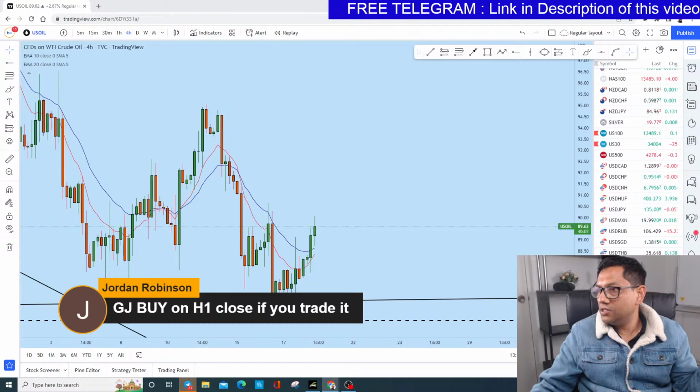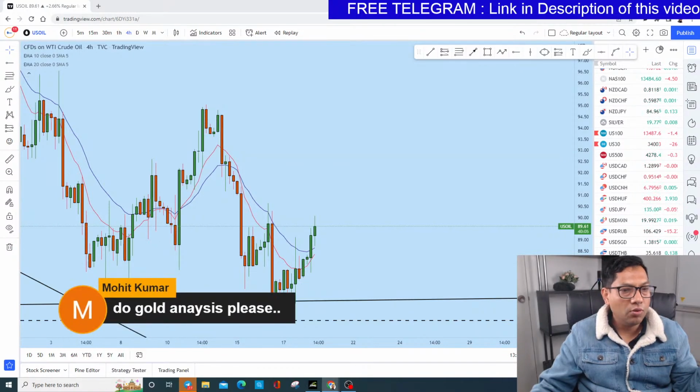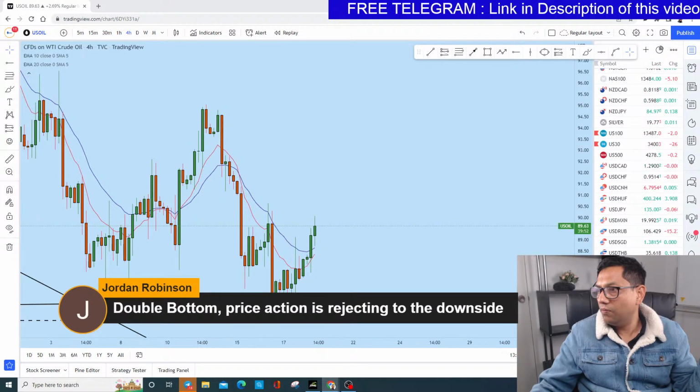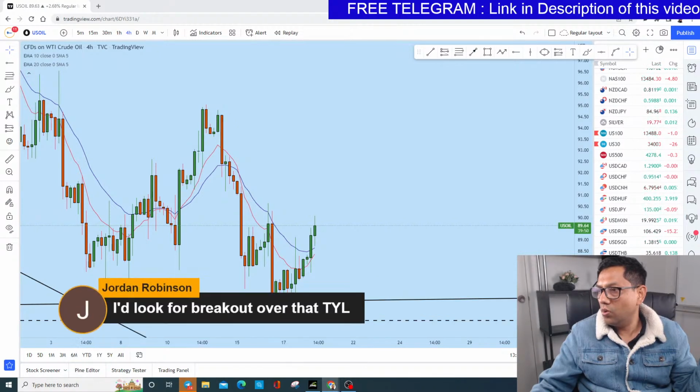Do you analyze gold? Please look at it. We already have looked at gold. We see it is now getting down. So please, Euro, GBPUSD, I think it is long, short. Okay, double bottom, price action is rejecting to the downside. Jordan, thank you. I would like for a breakout on TYL.